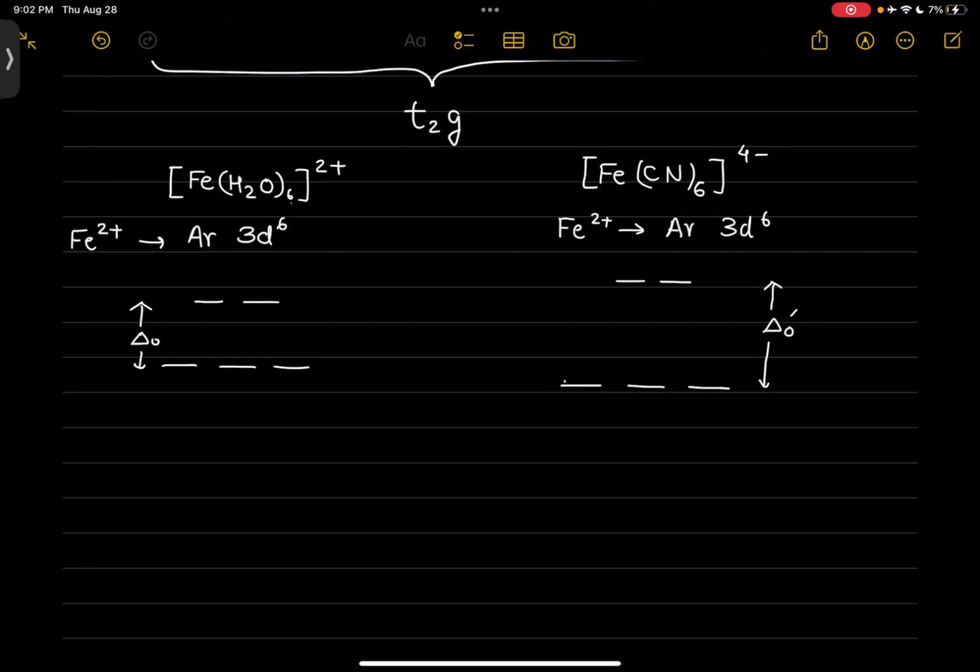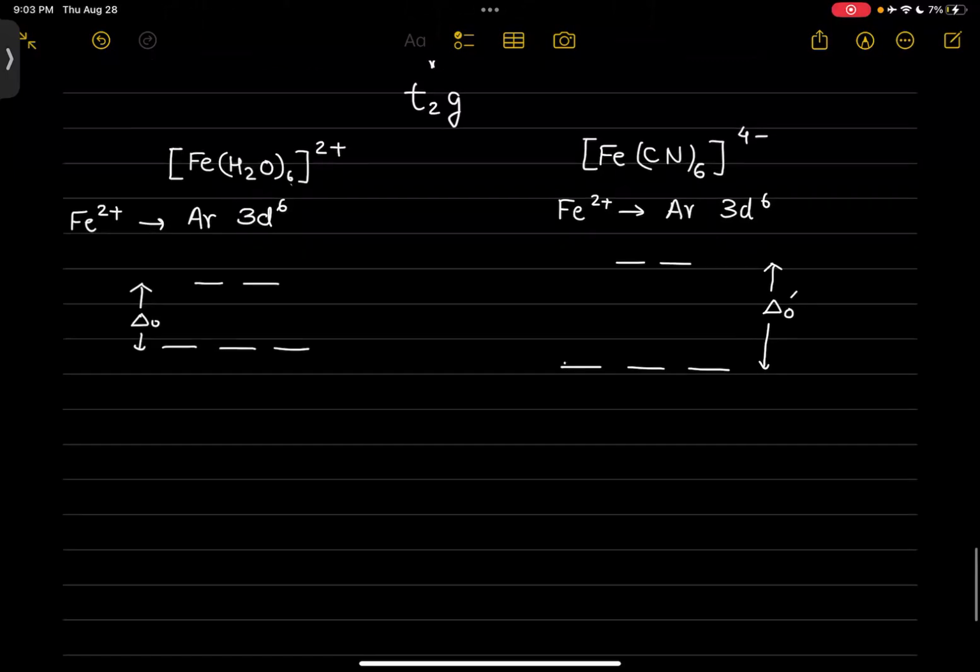So I need to put 6 electrons. Now I'm putting the 6 electrons. I'm going to follow the method which is going to give me an arrangement having lower energy, more stable. So let me start filling the 6 electrons. First, second, third. How many electrons do I need to put? 6. Got it?